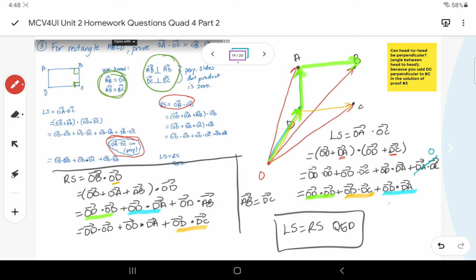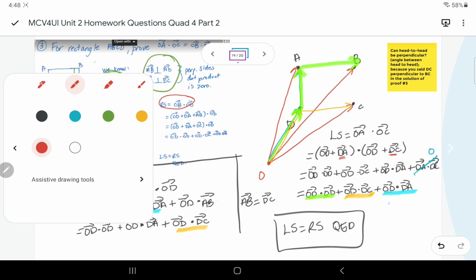Sorry, question in the chat or no? Yeah. Should we always put O below the points? Because when I did it, I put O in the middle of points A, B, D, and C, and then I wasn't able to rewrite OB in terms of the three vectors. You still should be able to, even if you'd drawn O in the middle.